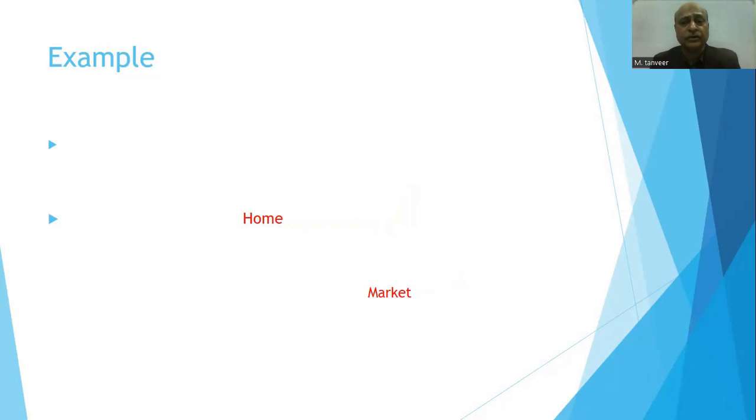See it again. Home and market. You want to go from home to market. You follow a long path. This long path is called distance. But when you go directly from home to market, this is called displacement.